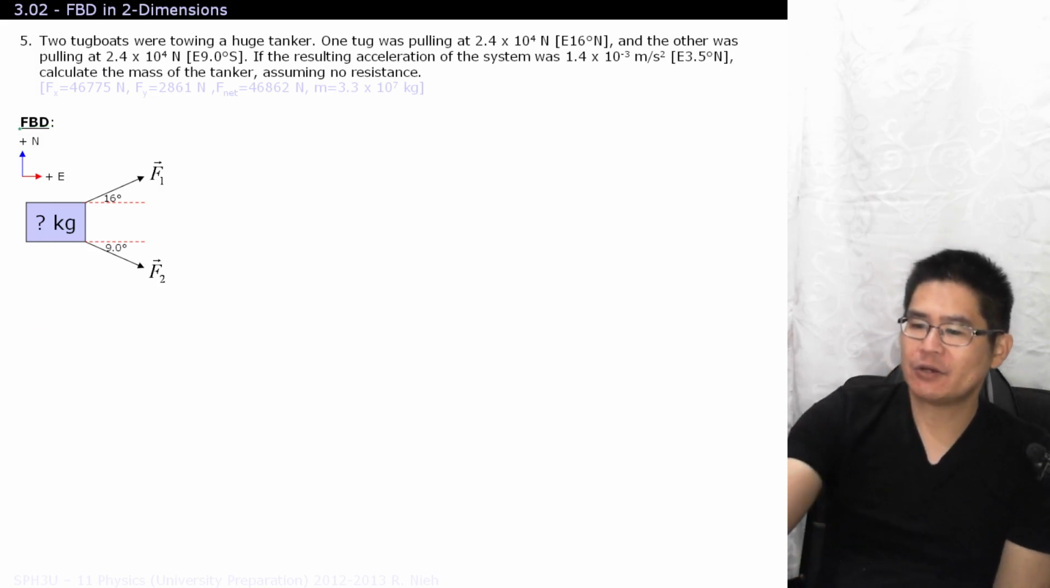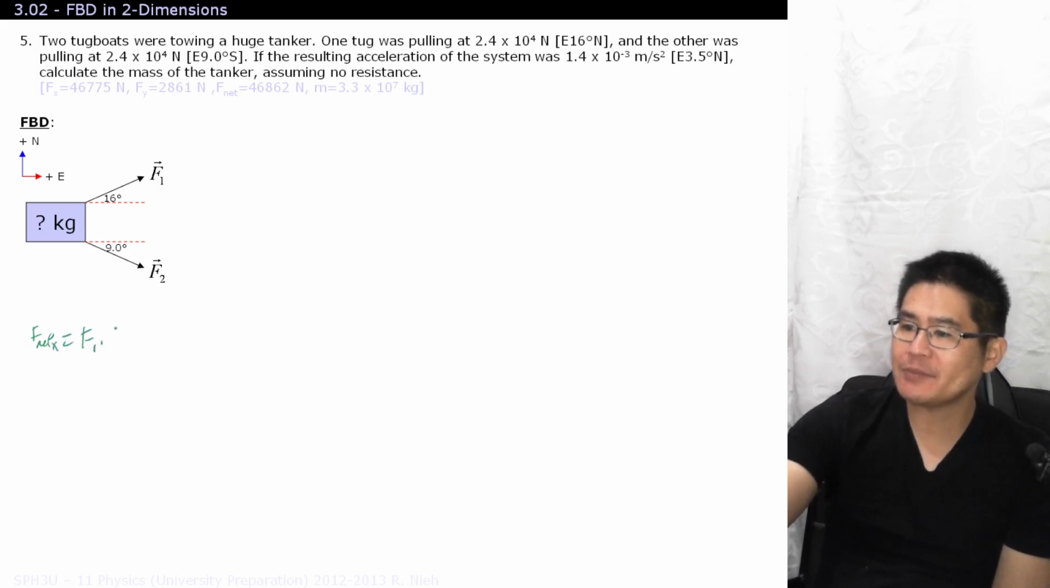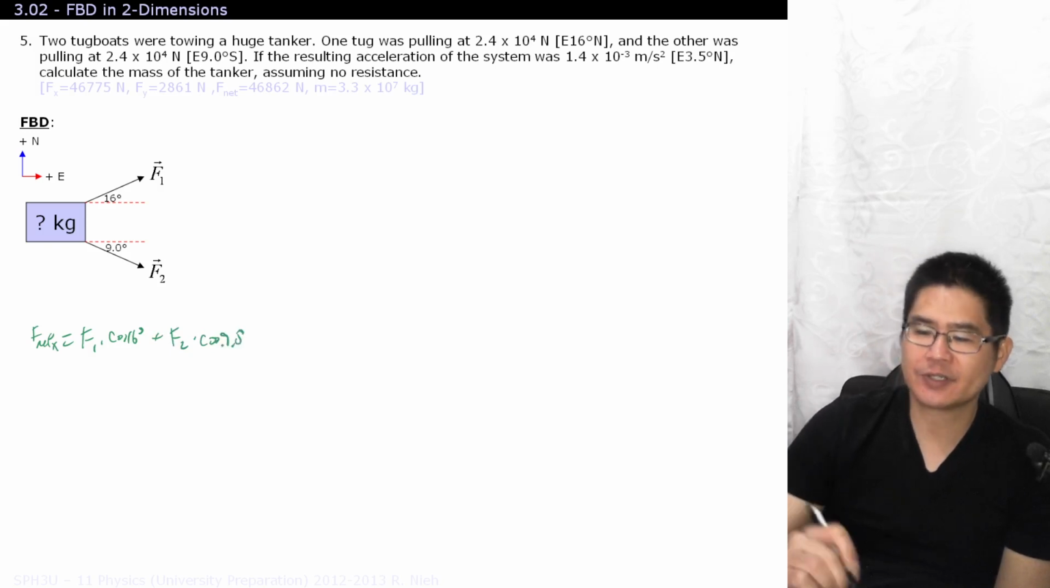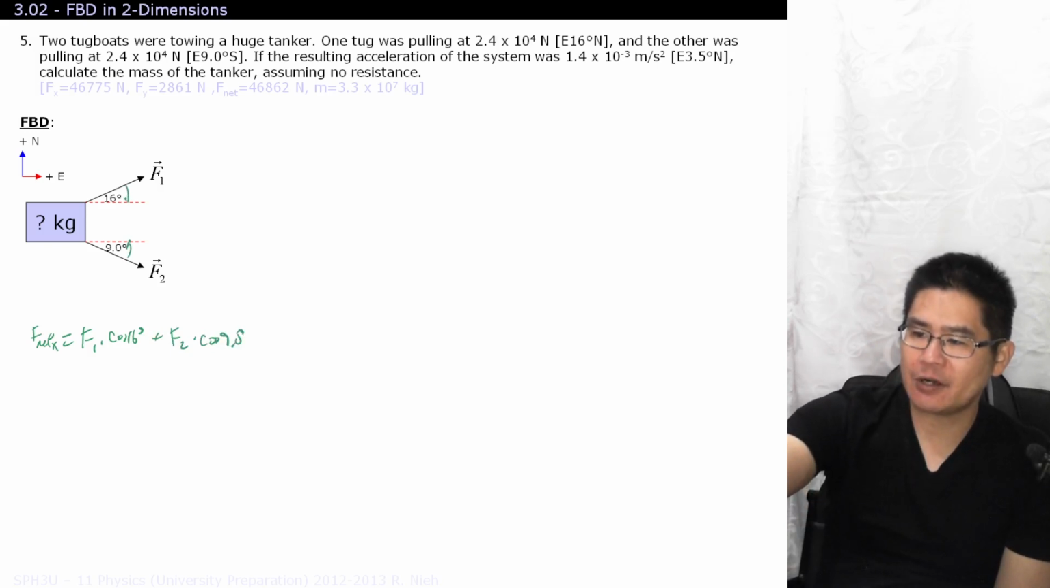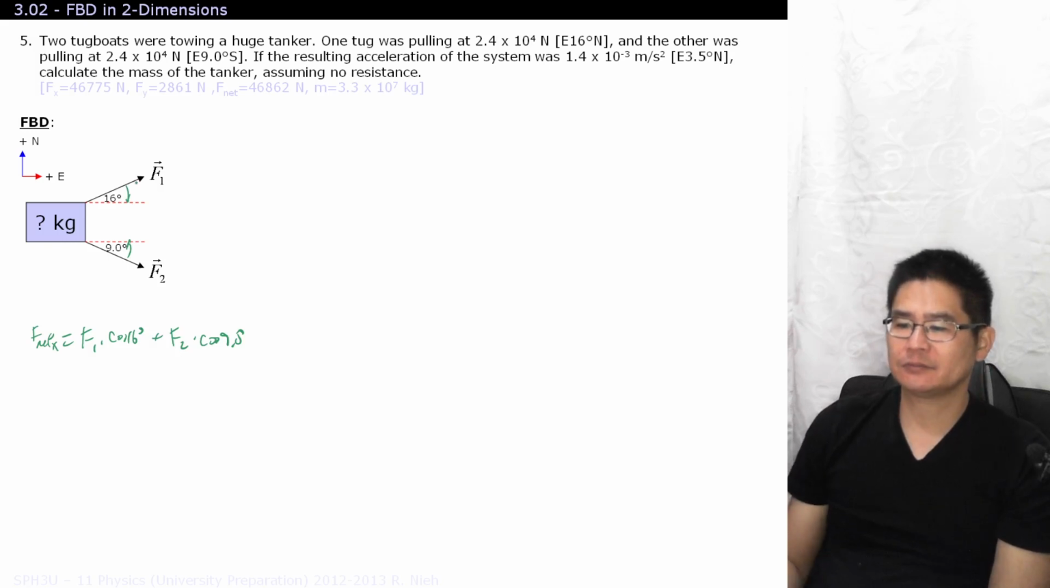All right, so we know that our F net x is equal to F1 times the cosine of 16 degrees plus F2 times the cosine of 9.0 degrees, as both of these are beside the angle.